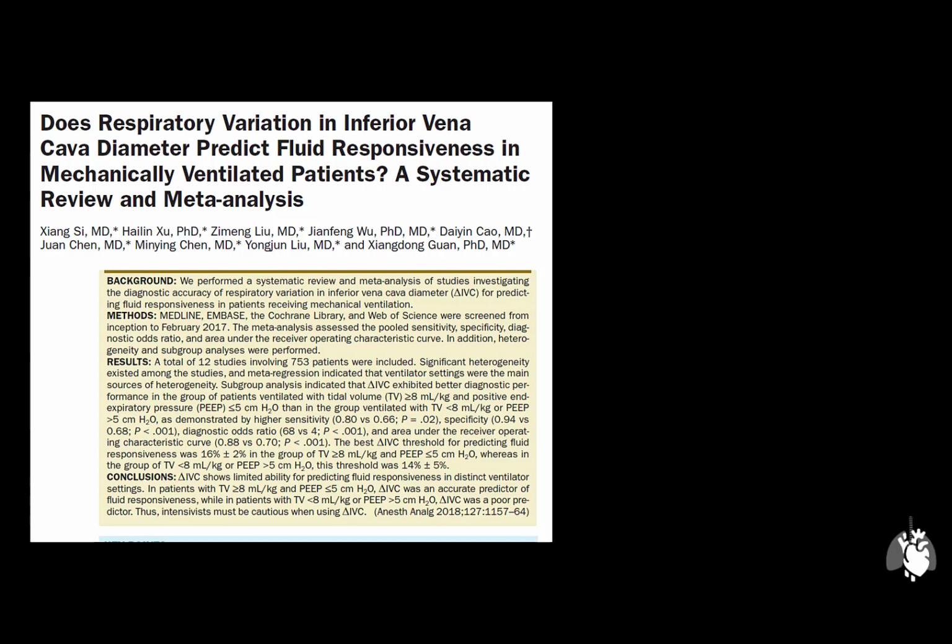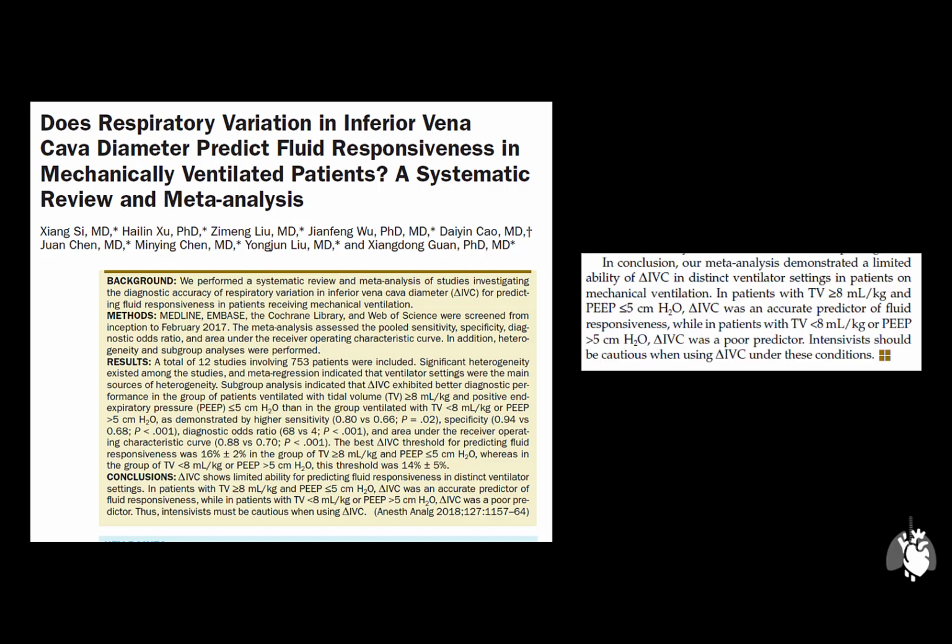Interestingly, this 2018 systematic review and meta-analysis underscored the importance of tidal volume and PEEP when using IVC variability to predict fluid responsiveness. They found that those ventilated using a tidal volume of at least 8 cc per kilogram, at a PEEP less than 5, improved IVC variability's ability to predict fluid responsiveness.